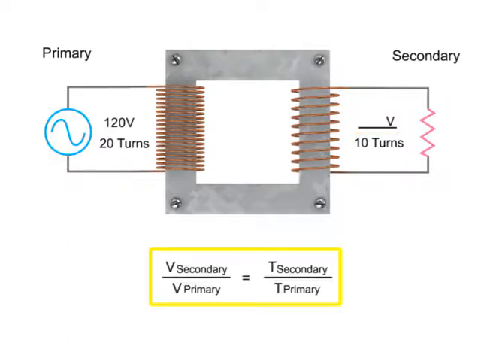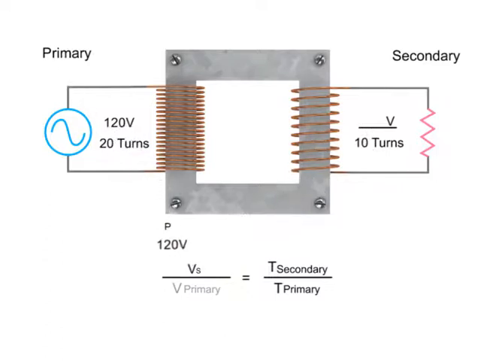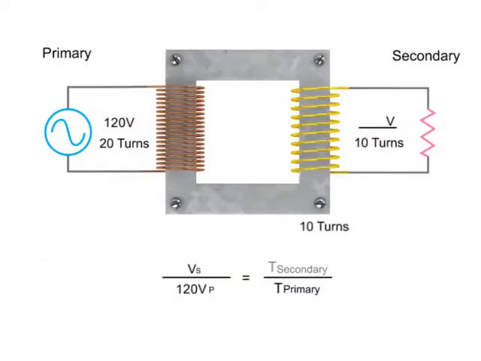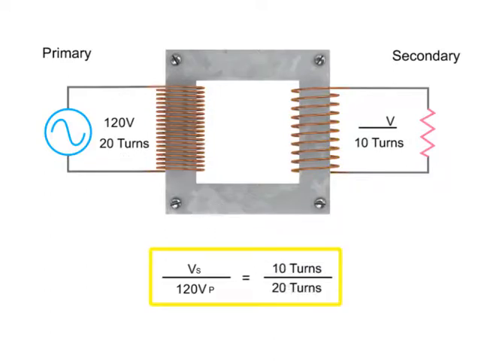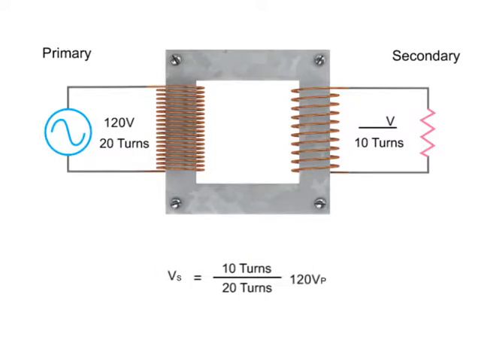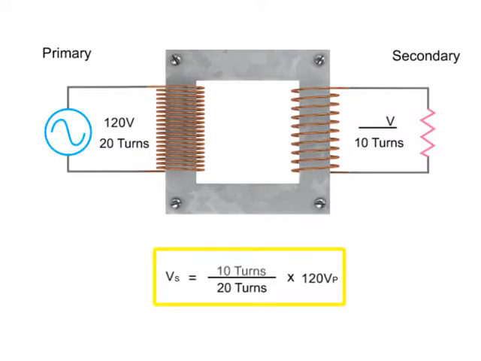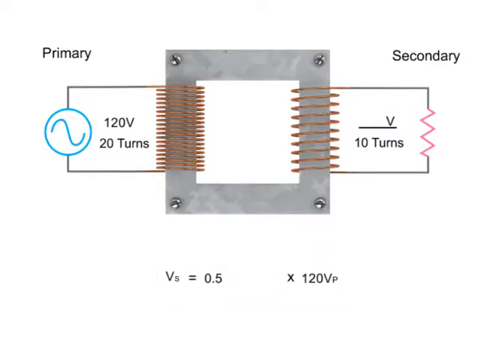This formula simply states that the secondary voltage to primary voltage ratio is the same as the secondary coil to primary coil turn ratio. Rearranging the formula and then dividing 10 turns by 20 turns, we get 0.5 multiplied by 120V. This results in a calculated step-down voltage of 60 volts.